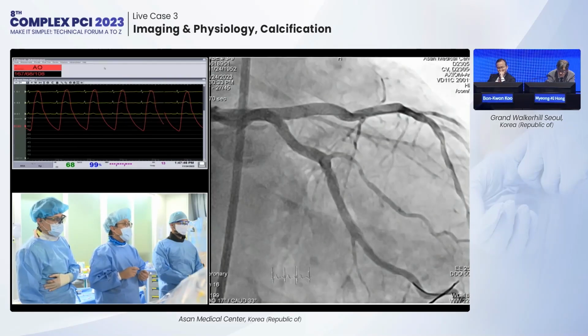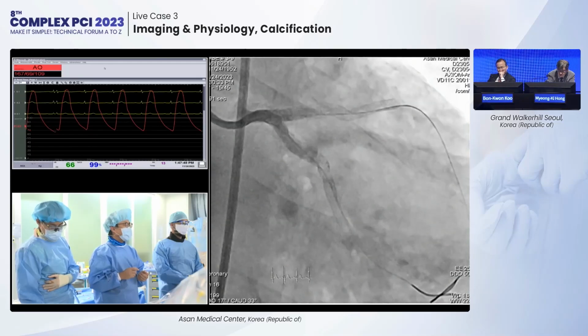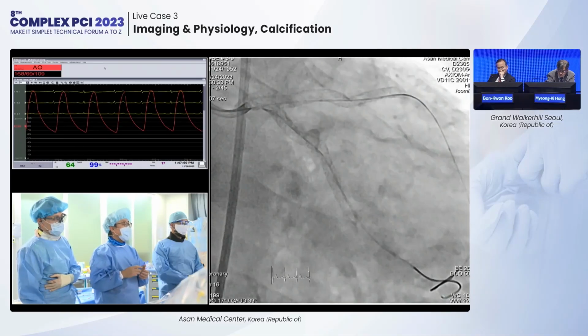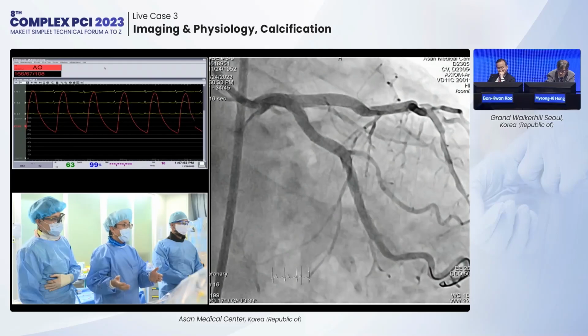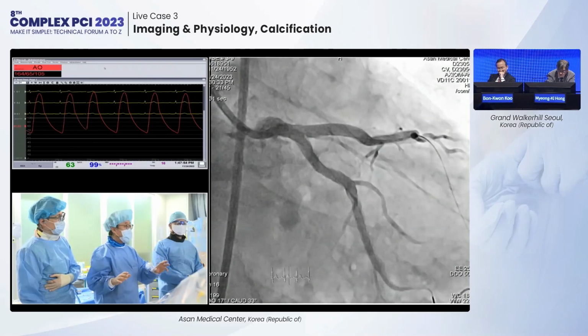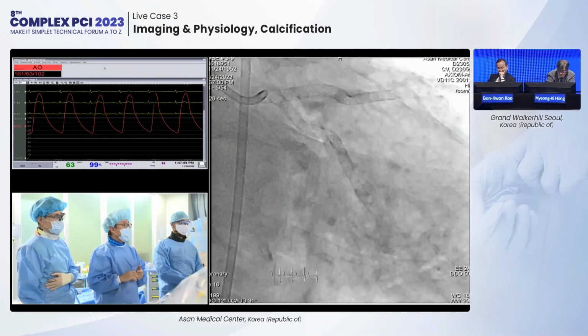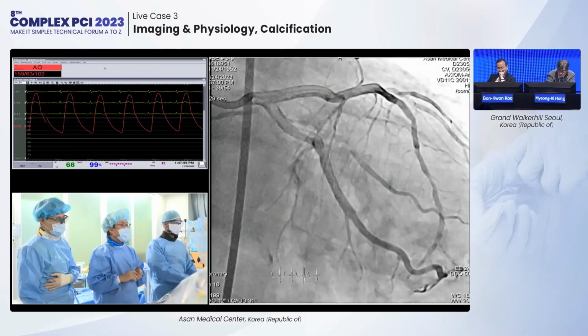So this is the caudal view. We can see a complex region simplified. It's a very straightforward region. Okay, this is where we removed it. This is the final shot.